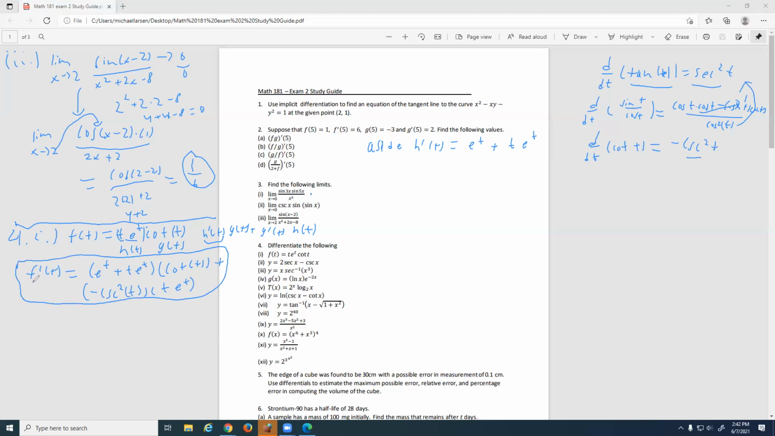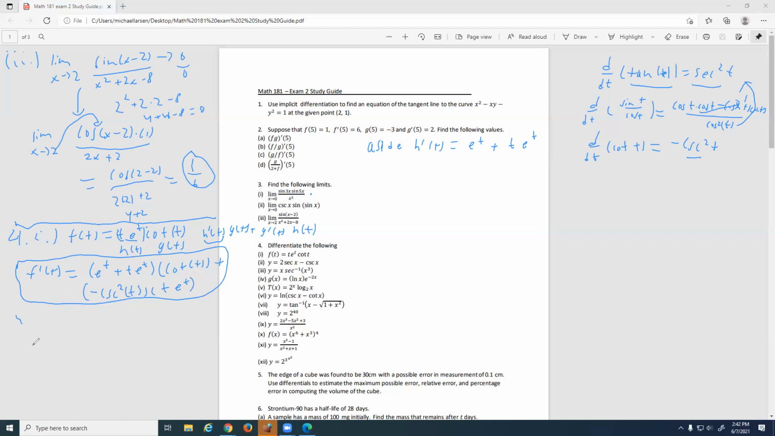Any questions on number 4i? Or I guess number 4.1 in Roman numerals. No. All right, cool. So now we can go ahead and move on to number 2.